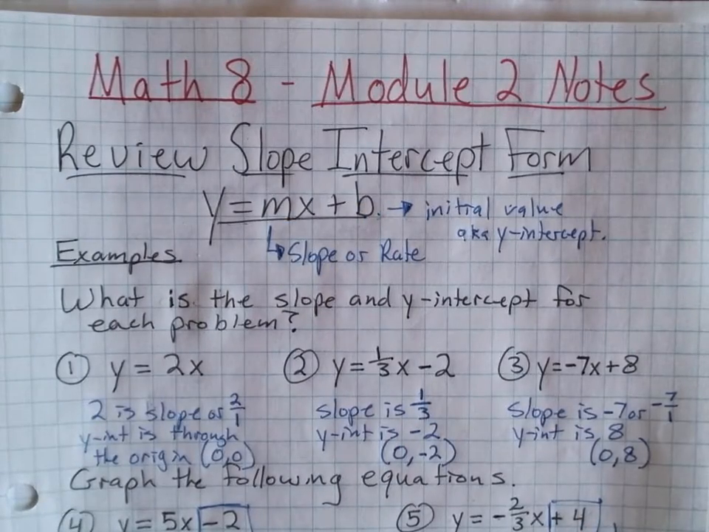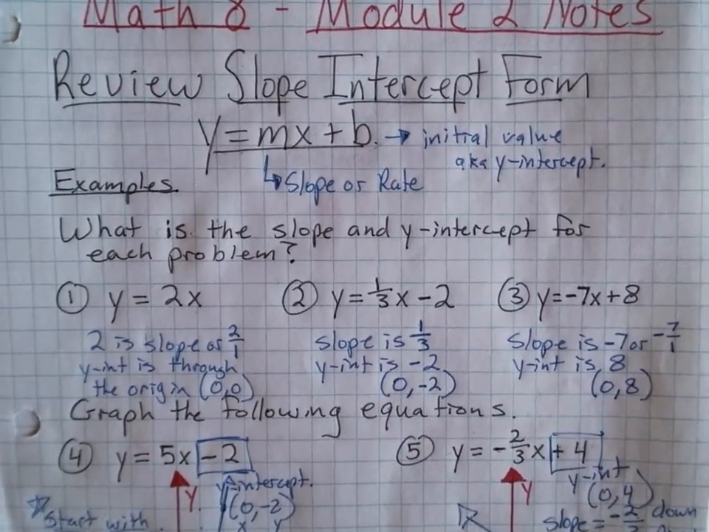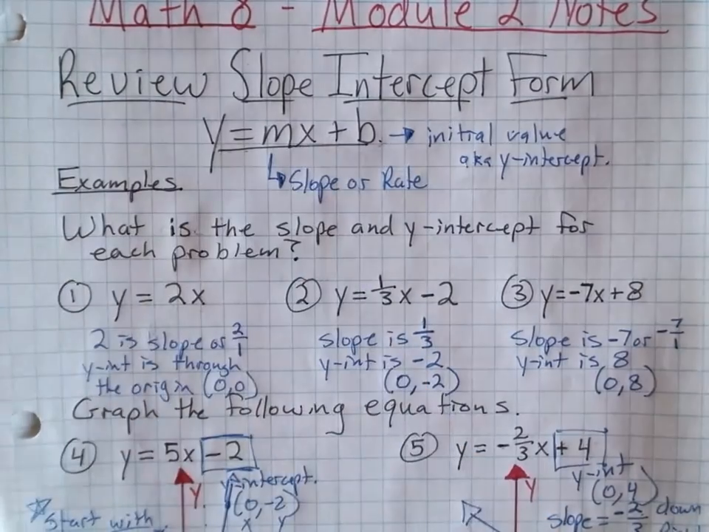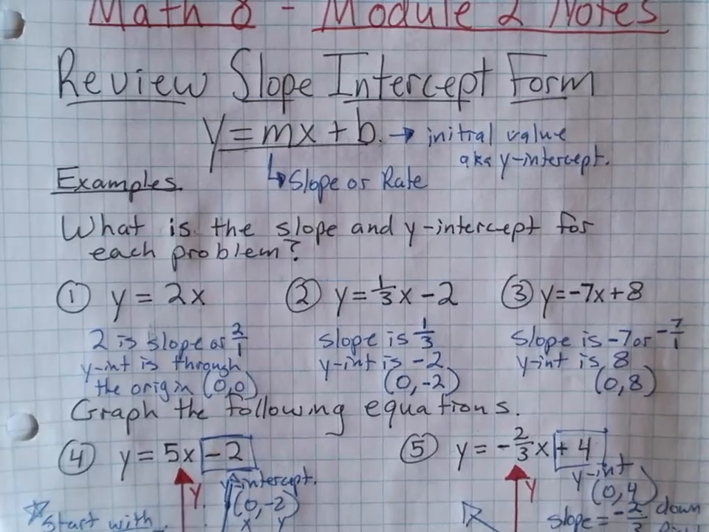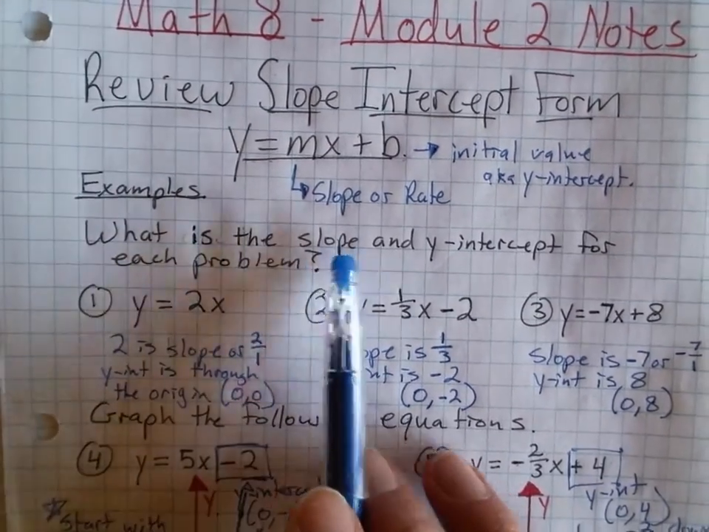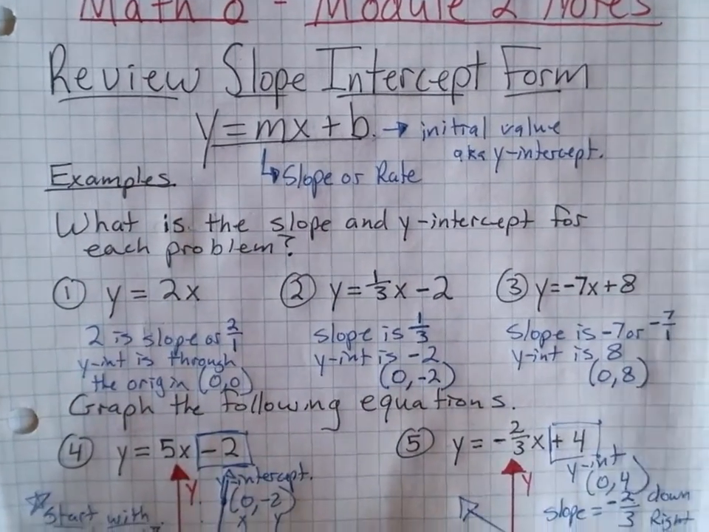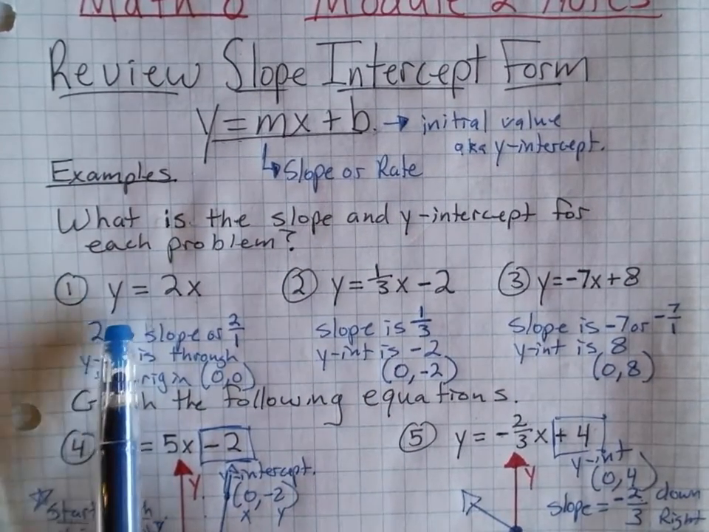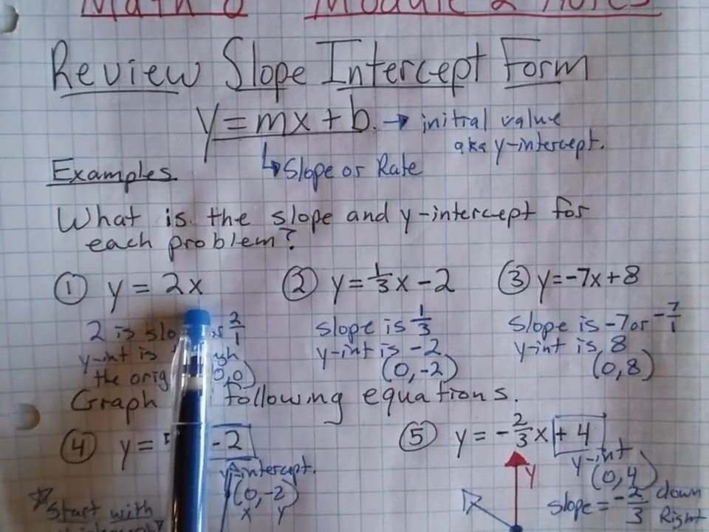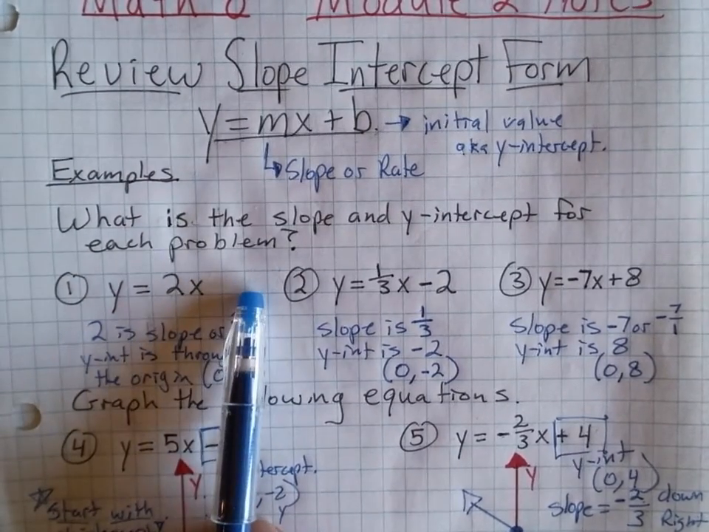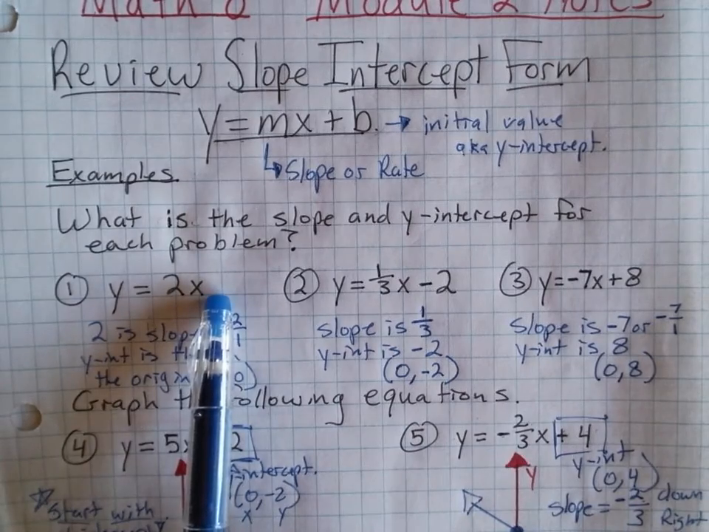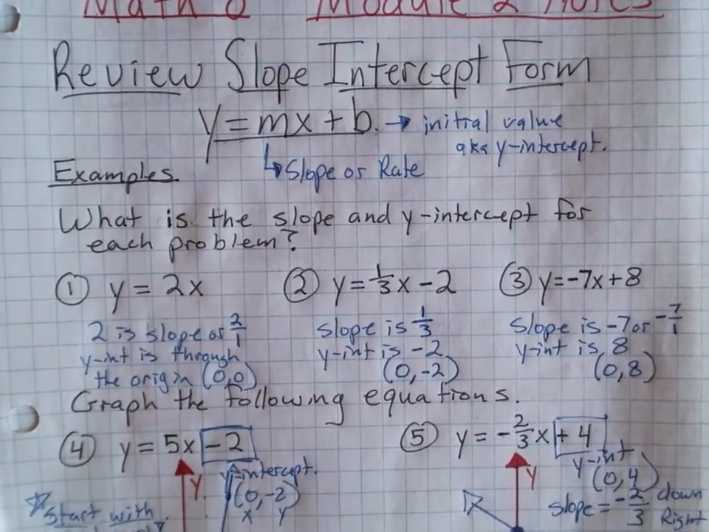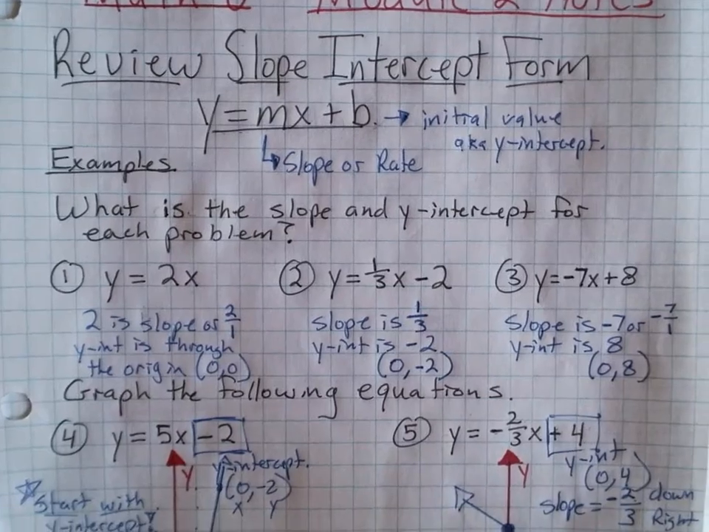Now, we're going to do some examples. And it all goes back to this y equals mx plus b. That's the focus for our lesson right now and all the work we're doing this week. So for the first 3 examples, we're simply saying, what is the slope and y-intercept for each problem? For number 1, the equation is y equals 2x. Well, there's no plus b, right? So maybe it's just plus nothing. Is there a number that means nothing? Well, yeah, 0.